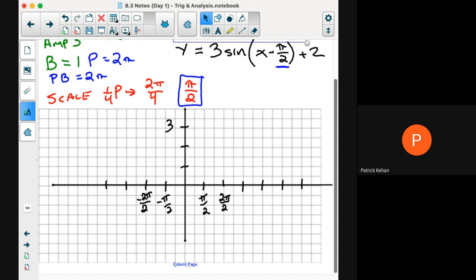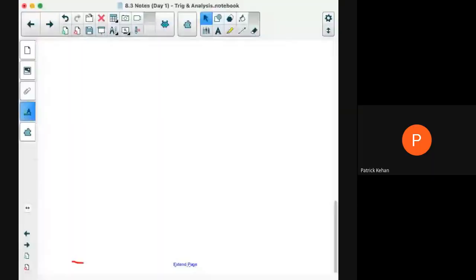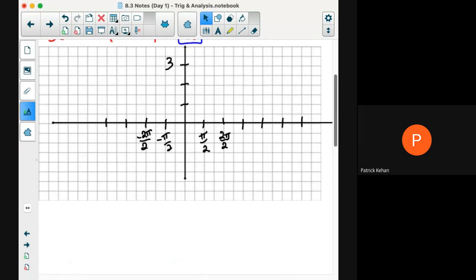Give me 1 second. And I just need to make more space on my screen. So then we'll go through and mark that y-axis with the scale. And then we'll get into graphing. So -1, -2, -3 here.